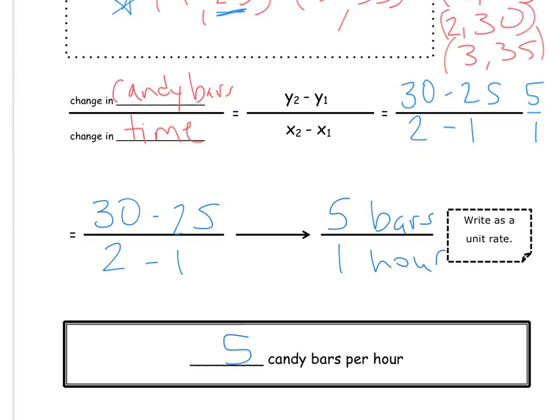Now this is not a proportional relationship because it says that at 0 hours, they had already sold 20 bars. If it was proportional, it would have been 0, 0. So this is kind of like that gym problem where we started out with $35 for the very first part.